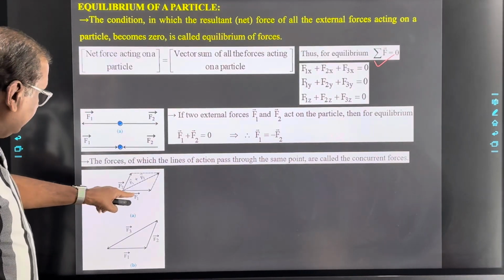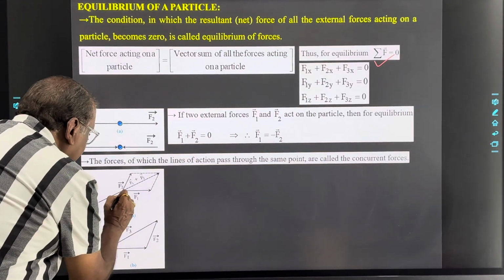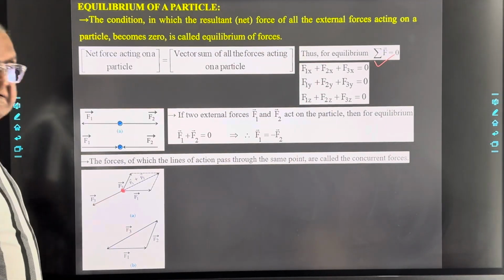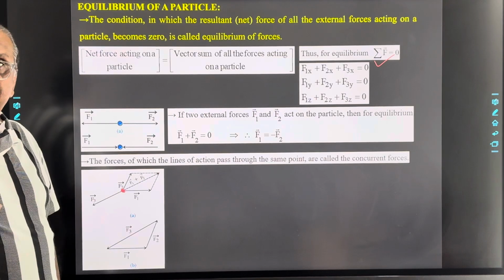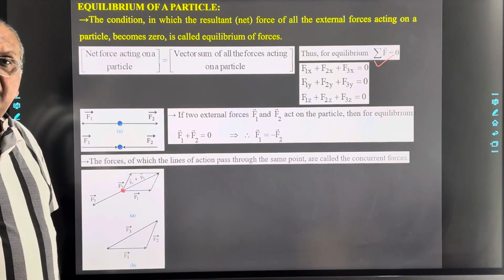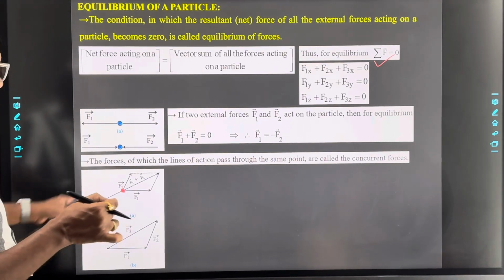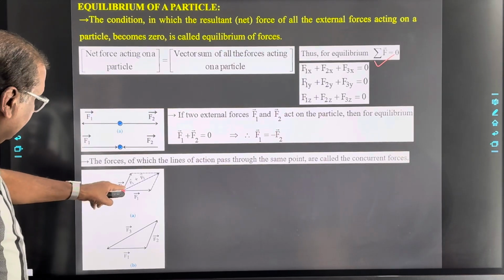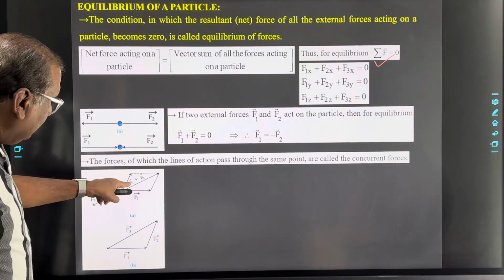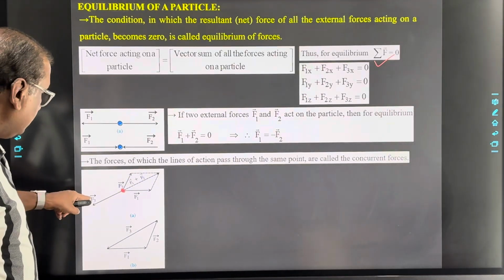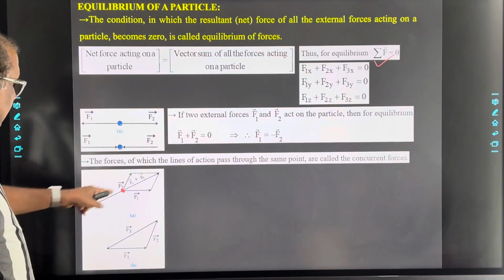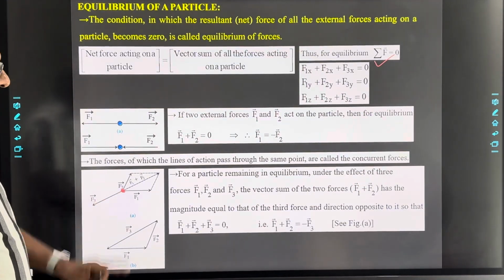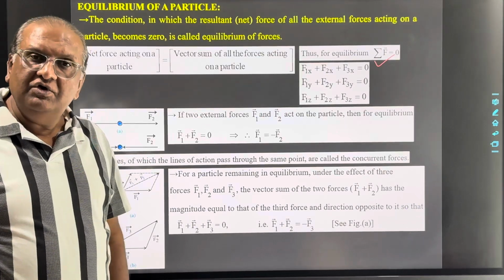See here, this one is force F1, this one is F2, this is F3, and on this particular particle these three forces are acting. So here these three forces are passing through a common point. When all three forces meet at a common point or act at the same point, the forces are known as concurrent forces. Then see here, if we take first F1 plus F2, then the magnitude of F1 plus F2 should be equal to the magnitude of F3, and F1 plus F2 should be in the opposite direction of F3. Then and only then the resultant force will be equal to 0.